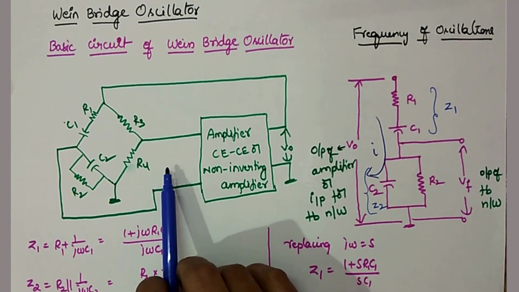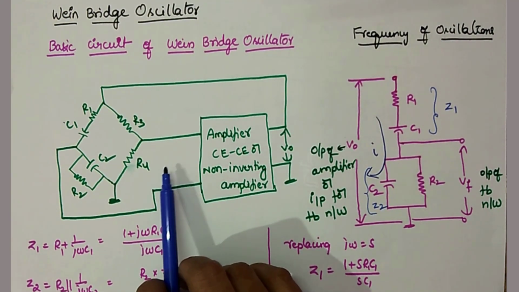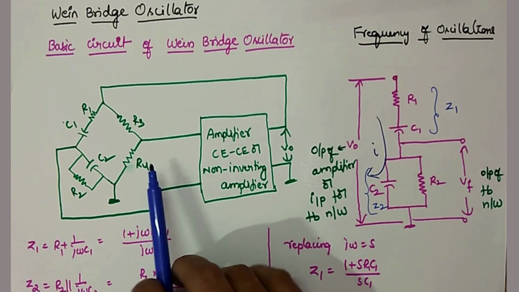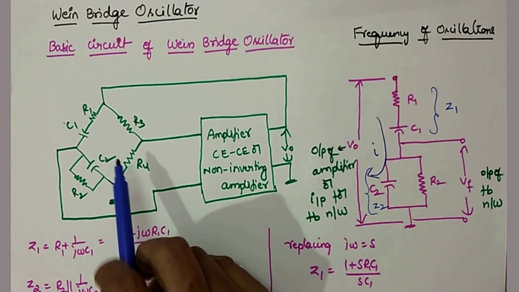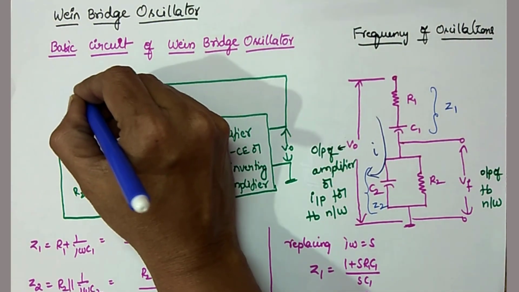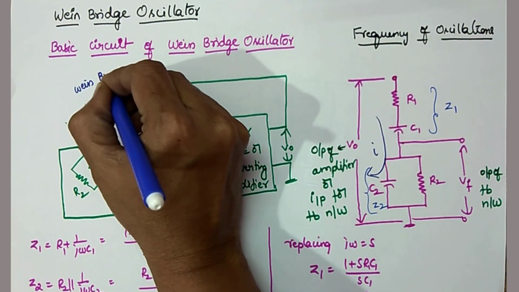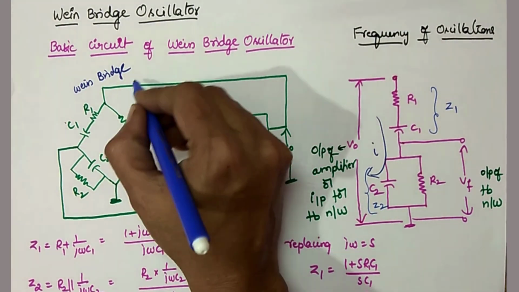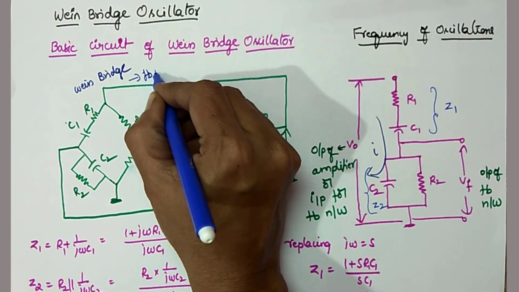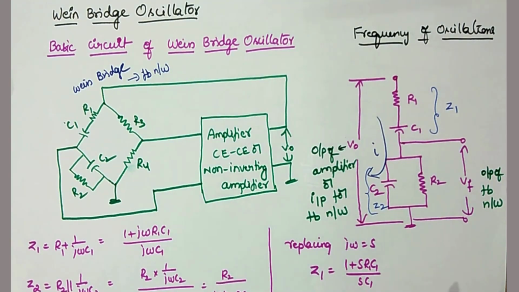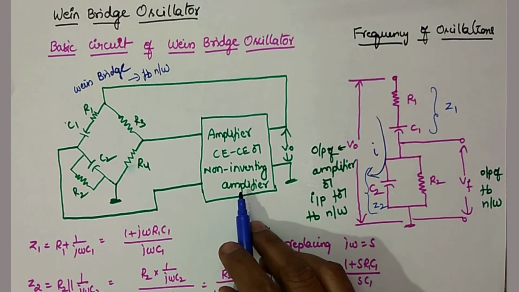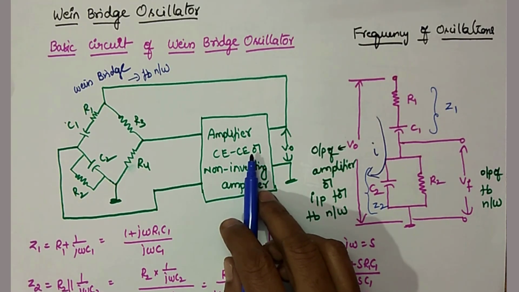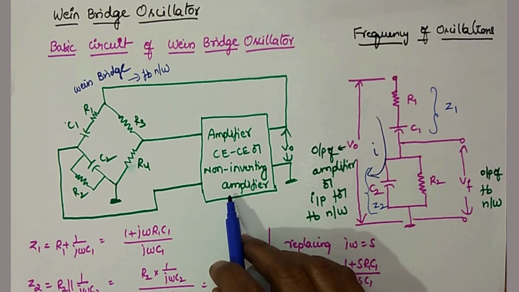So this is the basic circuit of the Wein bridge oscillator. Yes, this consists of two parts. One part is the bridge part. This is the Wein bridge part. This bridge here is a feedback network. And it consists of an amplifier, which is a CE two-stage amplifier or a non-inverting amplifier.